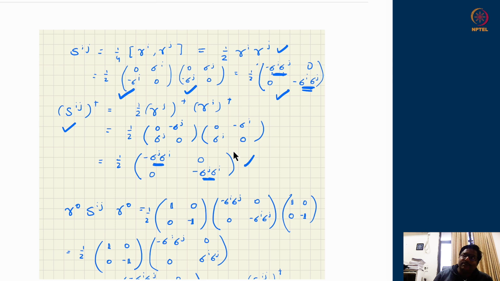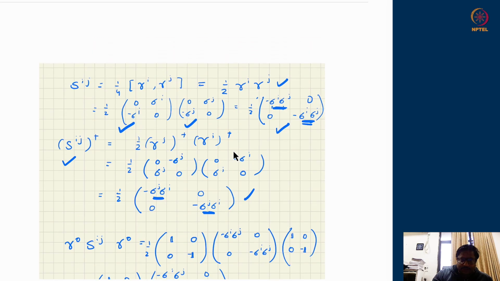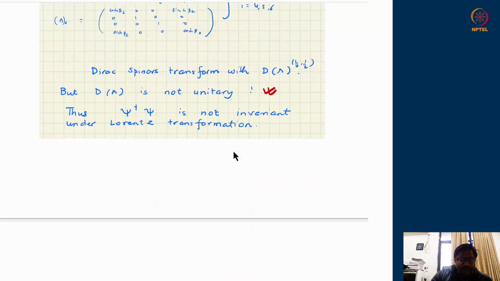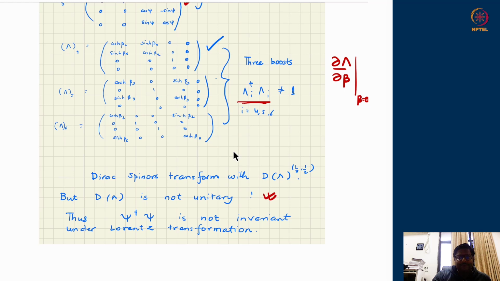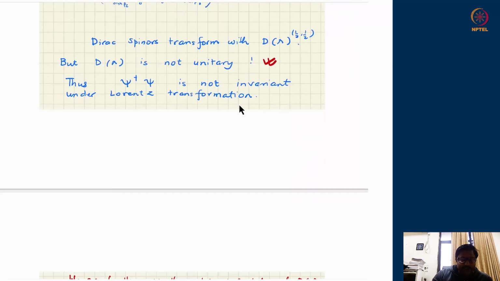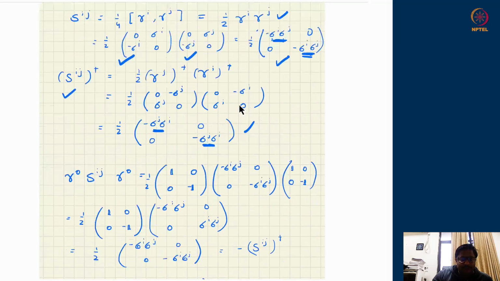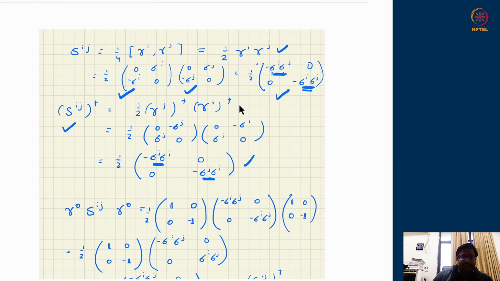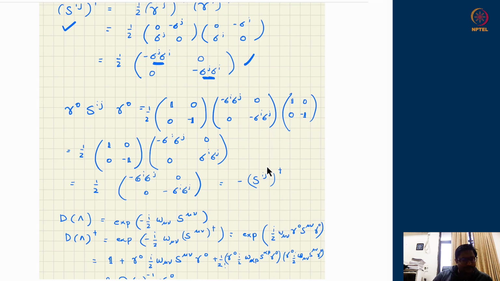Remember, Lorentz transformations were not being generated by Hermitian matrices. Even for vectors, if you recall, in the previous class we had seen that the Lorentz boosts were not unitary matrices. That means they were not being generated by Hermitian matrices. The same thing is happening even for the spinorial representation: the boosts generated by S_ij are not Hermitian matrices. Okay, fine. With this realization, we again do the same thing which we had done for S0i.